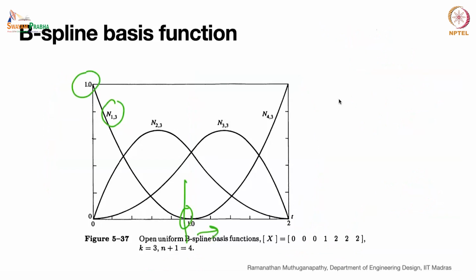So only this. For this half, you have N1,3, N2,3 and N3,3 playing a role. Then B4 has no role to play. This also explains the local control better. After this parameterization, from 1 to 2, N1,3 doesn't play a role at all because N1,3 has become 0 here. Now only N2,3 has a value, N3,3 has some values, and N4,3 plays a role. That means the first control point is not going to have any effect on the parameter range from 1 to 2. So this clearly explains the local control of your B-spline curve.